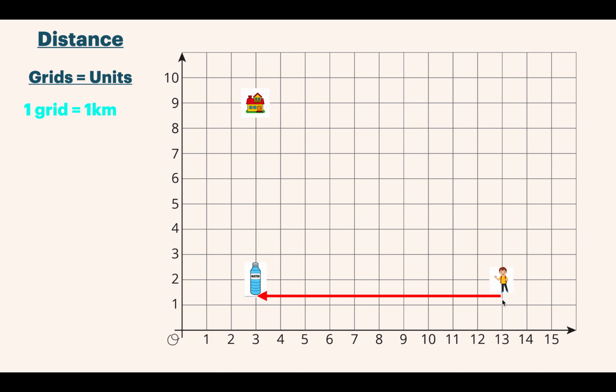So the boy's here at 13 and the water's here at 3. Let's count how many grid units he covers. 1, 2, 3, 4, 5, 6, 7, 8, 9, 10. Yeah, you guessed it. So from the boy to the shop, from point A to point B, which would be the shop, is 10 kilometers. He's pretty tired, so he definitely needs that water, doesn't he?